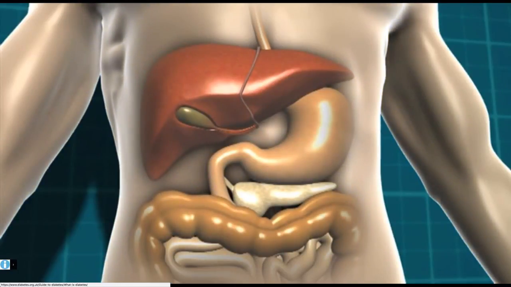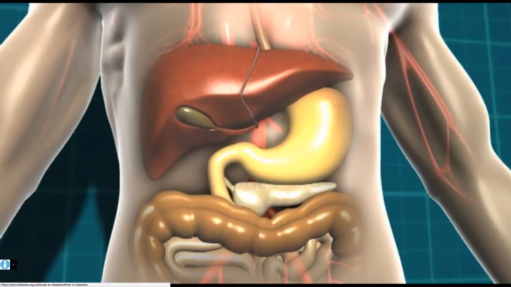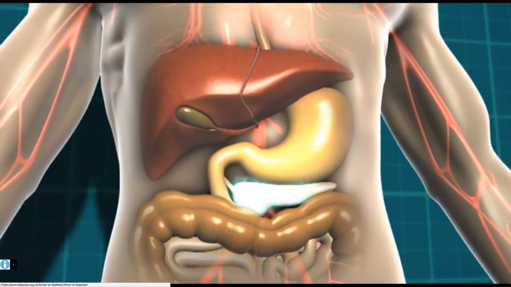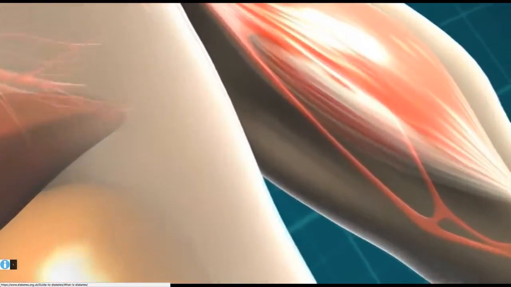So in type 2 diabetes, the carbohydrate containing food is broken down into glucose in the stomach and digestive system as normal. That glucose then moves into the bloodstream. The pancreas starts to produce insulin, which moves with the glucose through the bloodstream to all the body cells which need glucose for energy.